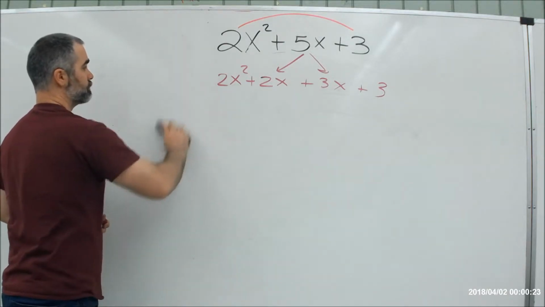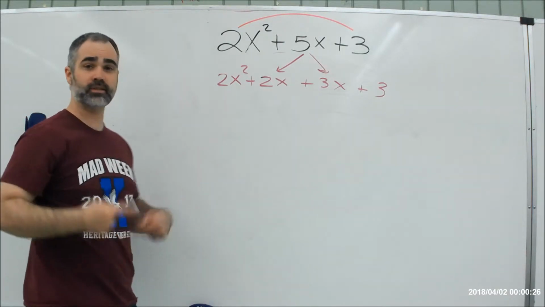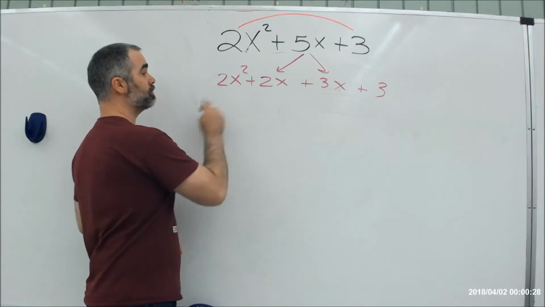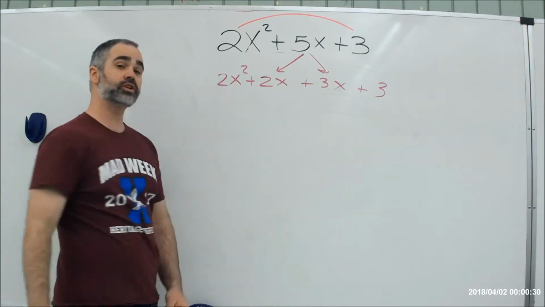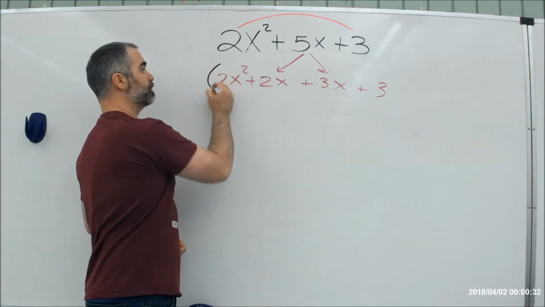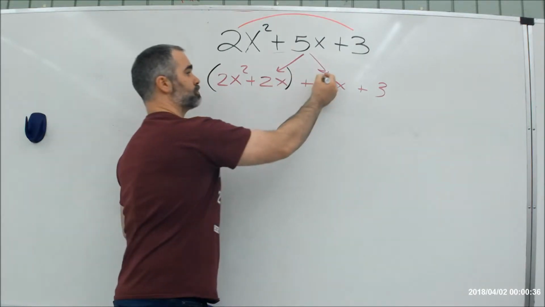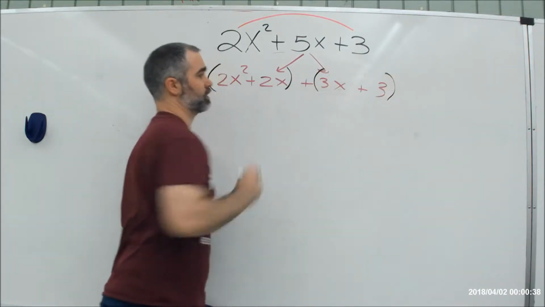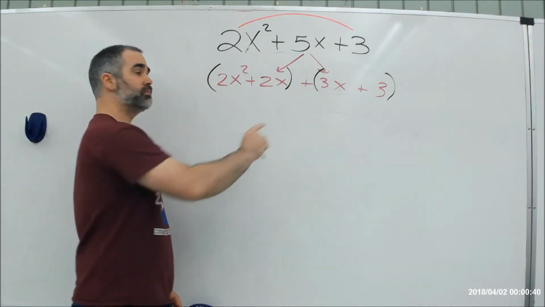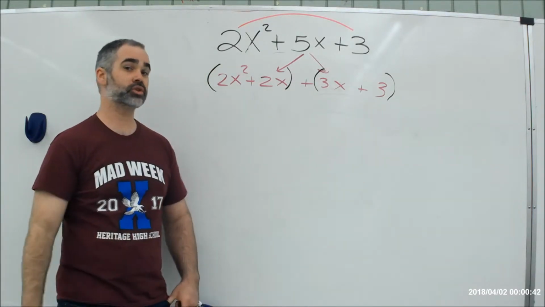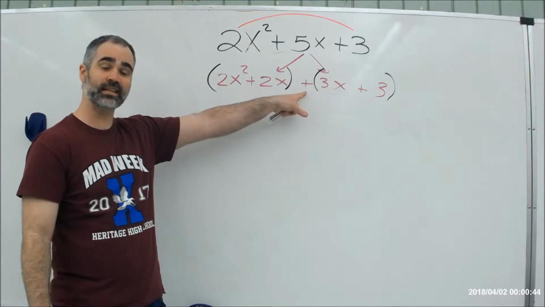So the only thing that's changed is we've split 5x up into its pieces. Then what we want to do from there is going to be very similar to our last video. We're going to be trying to find common multiples. We're just going to do it twice. I'm going to put parentheses around this first pair of terms and parentheses around the last pair of terms. And there should be a plus sign between them. Make sure that there's a plus sign. If there isn't, you did something wrong.